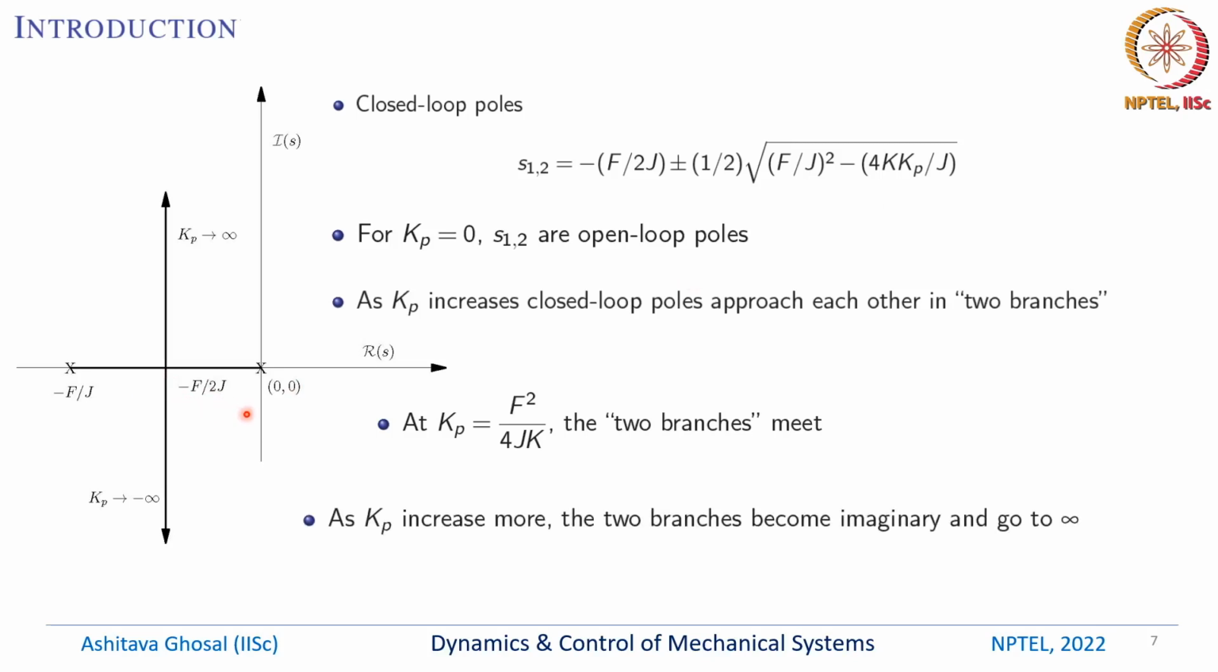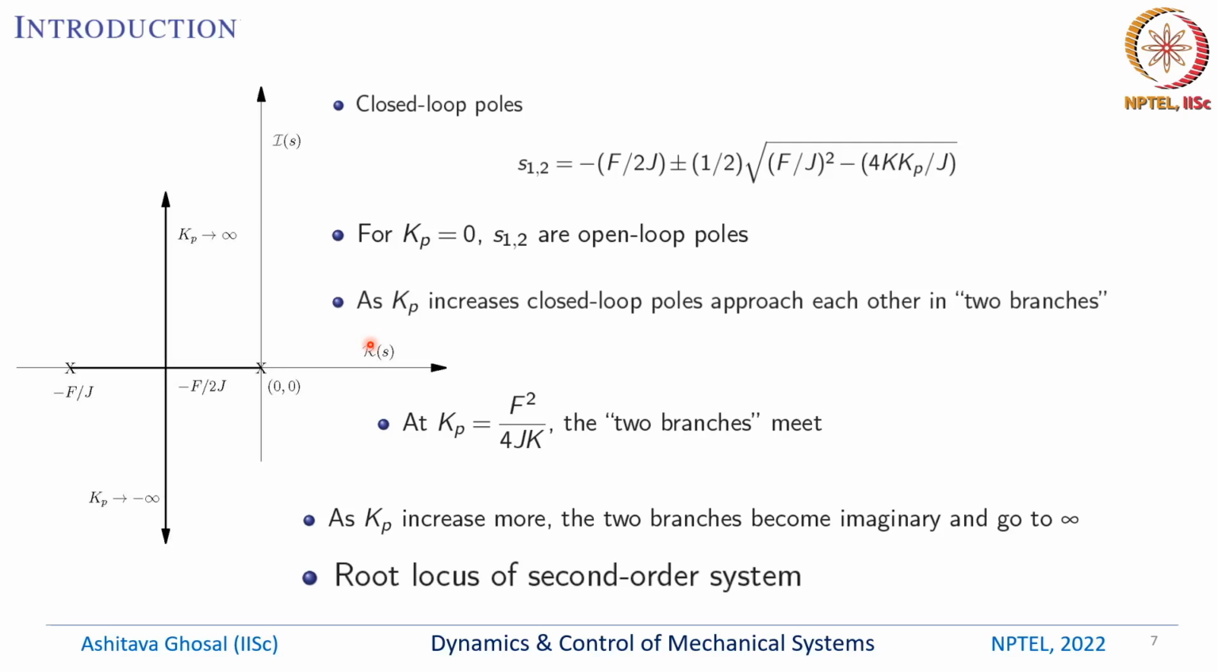And if you keep on increasing Kp after that, this term will become negative and the square root of a negative number is imaginary, and hence the two branches will, one go up and one go down, and both go to infinity. So this is called the root locus of the second order system.